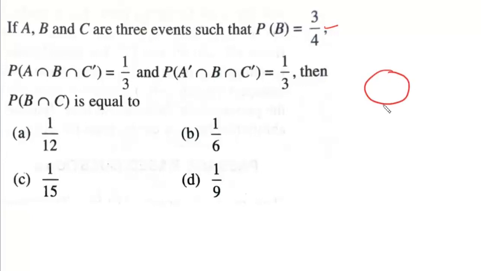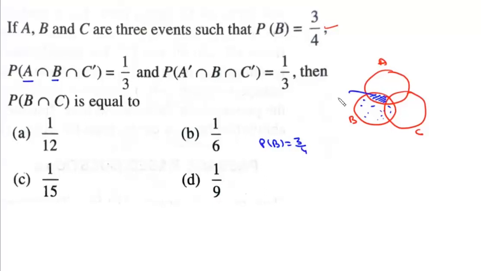So we have three events A, B, C. So this is A, B, and C. Now we are given that probability of B is 3 by 4. So probability of B is 3 by 4, which is this entire region. Now probability of A intersection B intersection C complement. So that means we are talking about that portion of A intersection B which doesn't contain C. So it is this portion.